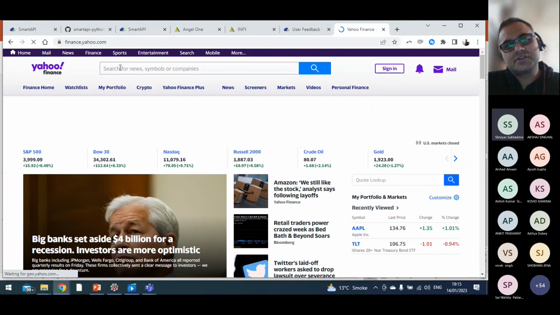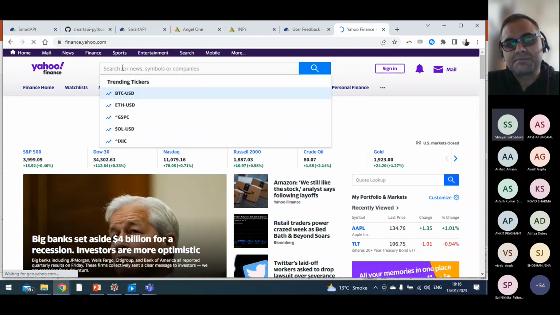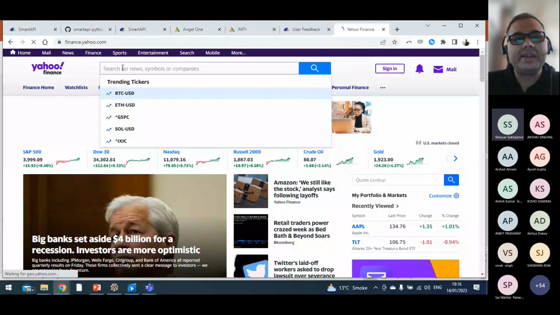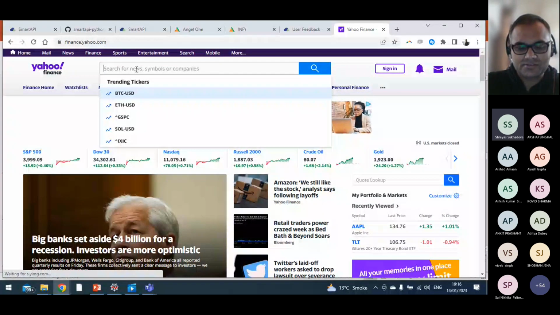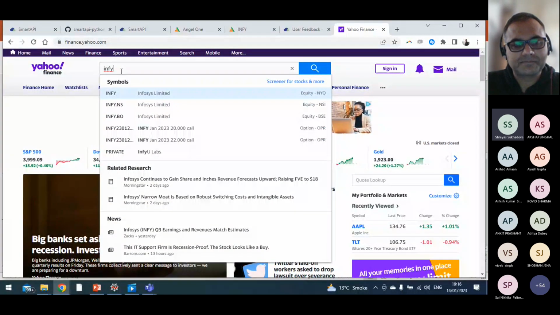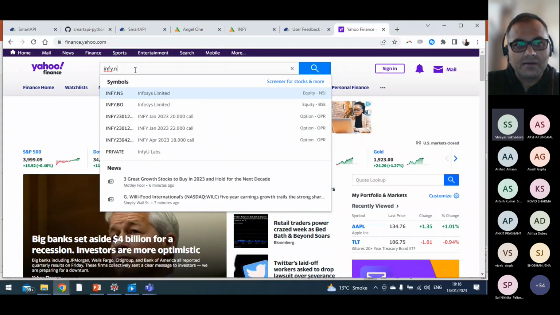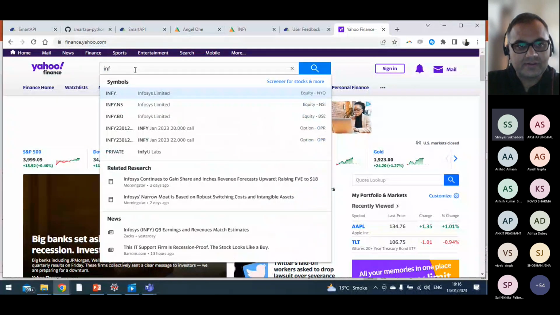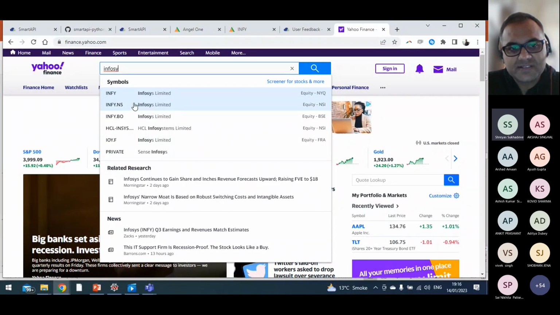Then in the search tab, just pick any 5 stocks that you're interested in. They could be Indian or US. Let's go with Indian stocks. If you are searching on Yahoo Finance, if it's an Indian stock, the symbol is usually .ns. As soon as you write Infosys or whatever, it will give you the ticker and where it is listed. If it says .ns, that means it's listed in the National Stock Exchange. Now, this is the Indian stock.